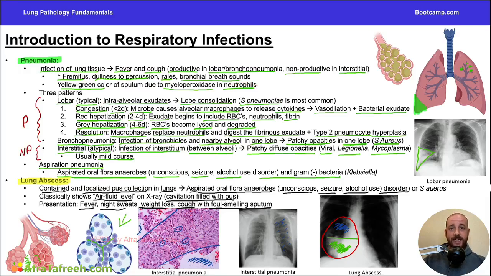And lastly, we can aspirate microbes from the GI into the lungs, and these are commonly going to be the oral flora anaerobes, and they're going to cause infection in the lungs in the form of aspiration pneumonia or a lung abscess. Alright, and that's all we got for our video on Introduction to Respiratory Infections.